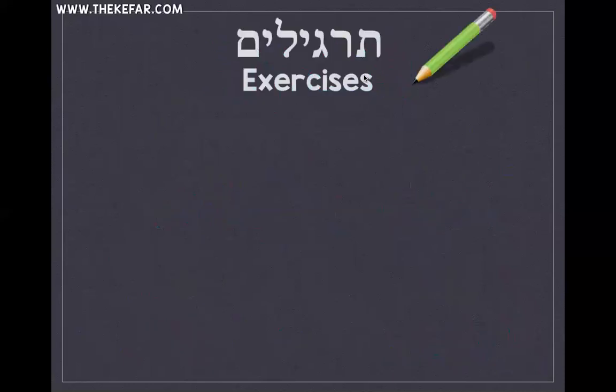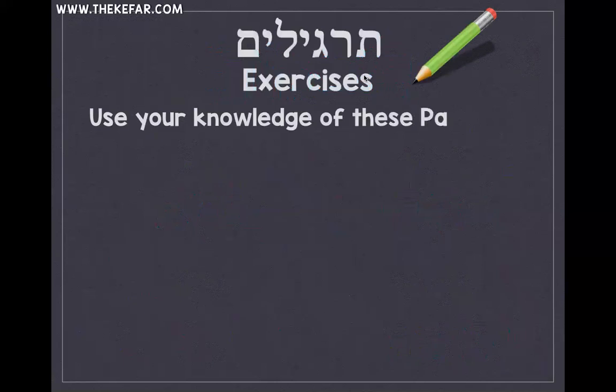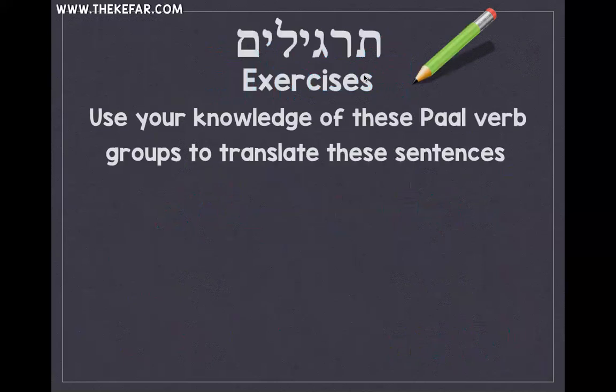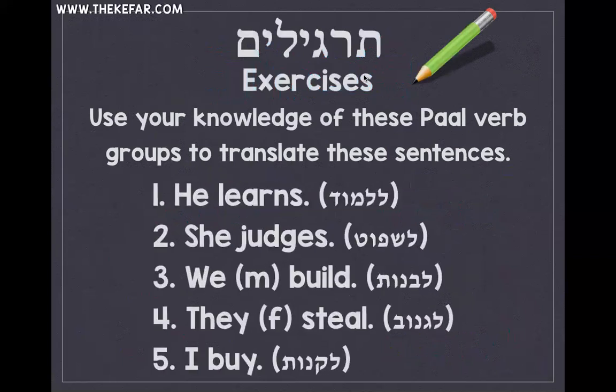So I am going to give you a few exercises, and next week when we do our next lesson, we're going to move on to another group of Paal. So we're going to move on to group 4. So I want you to use your knowledge of these verb groups to translate the following sentences. Okay, so with each sentence, we have he learns, she judges, we masculine build, they feminine steal, and I buy. And in parentheses next to each sentence, you have the verb in its infinitive.